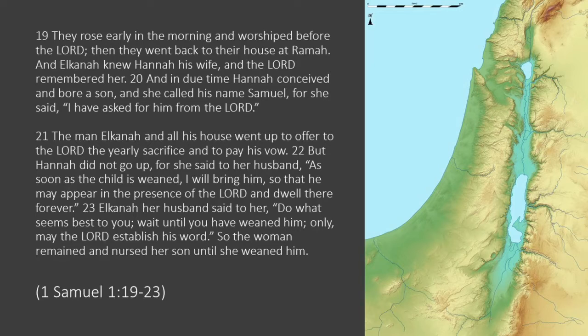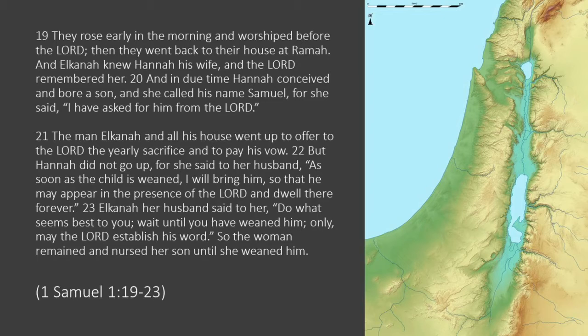Verse 21. The man Elkanah and all his house went up to offer to the Lord the yearly sacrifice and to pay his vow. But Hannah did not go up, for she said to her husband, "As soon as the child is weaned, I will bring him, so that he may appear in the presence of the Lord and dwell there forever." Elkanah her husband said to her, "Do what seems best to you. Wait until you have weaned him. Only may the Lord establish his word."